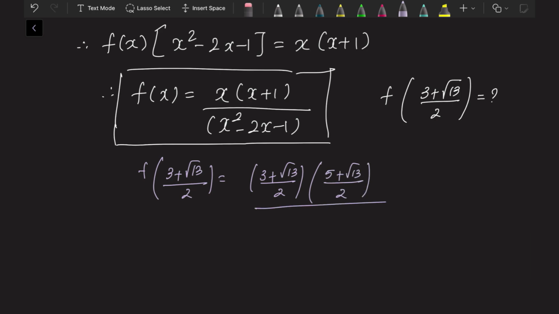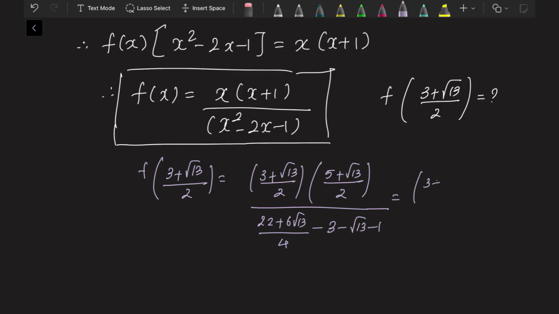In the denominator, we'll have to first deal with x square. So what is the square of this particular thing? It's basically going to be 9 plus 13, that's 22, plus 6 square root of 13, and in the denominator 4. Minus twice, the 2 in the denominator will go out, and both the signs will become negative, and at the end minus 1.